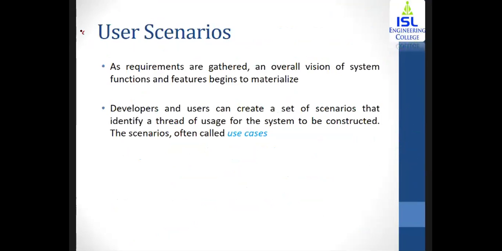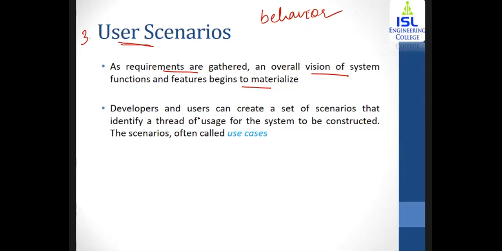Then going on to the third step within eliciting requirements, that is user scenarios. User scenarios means what the user expects the software to do. That is the behavior of the software. As requirements are gathered, an overall vision of the system, functions, and features begins to materialize. That is, when you've gathered these requirements, you get to know what software you're developing, why you're developing it, and what different features need to be there within the software. You might develop different prototypes for the software. So each of these requirements is turning into something tangible.